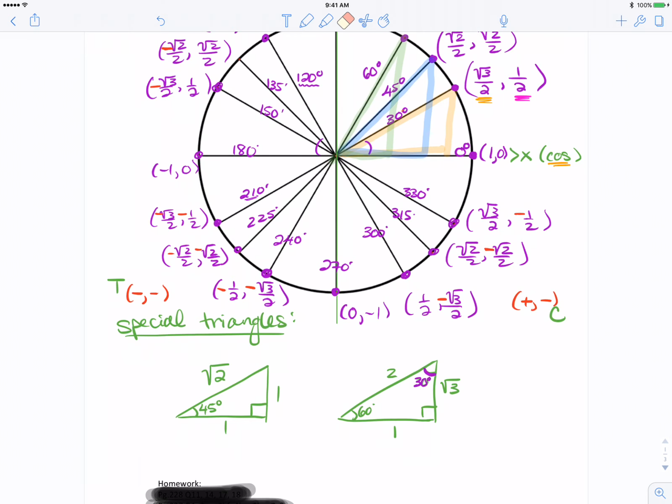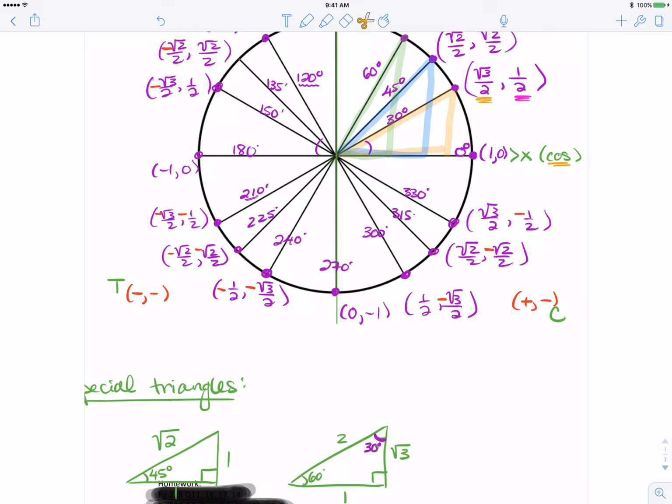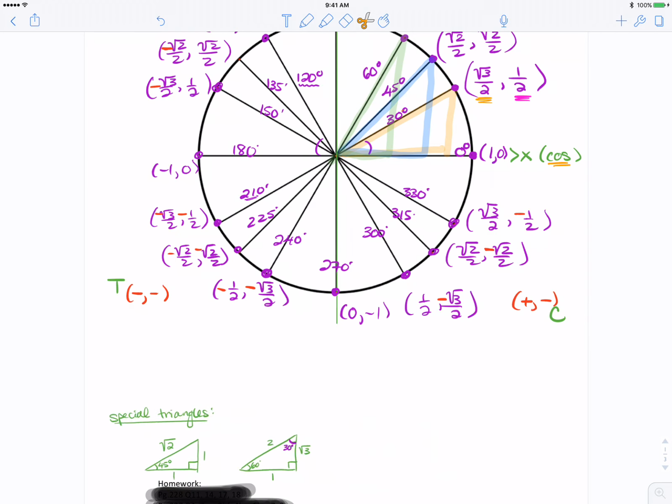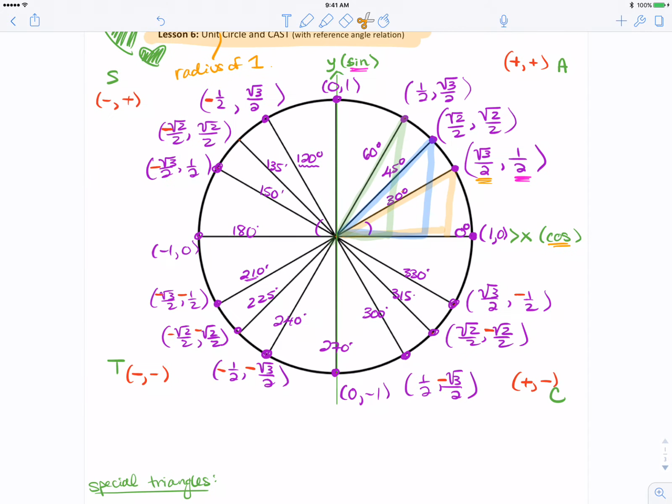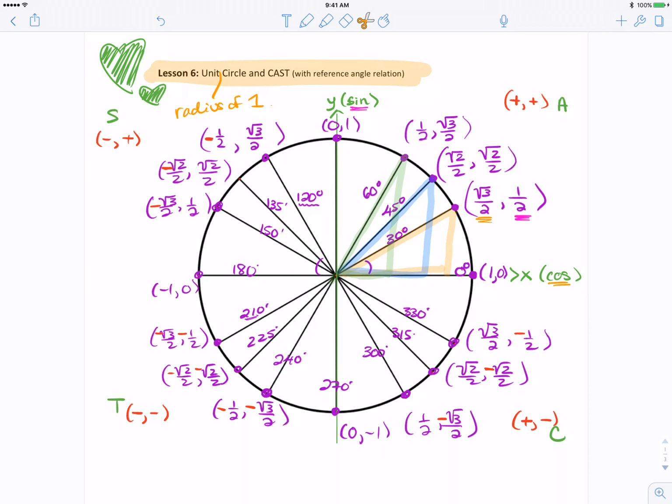Yay! Now what I'm going to do is I'm just going to get this special triangle stuff out of the way so it looks a little less jammed here. Now, this is your unit circle. What it tells you is relevant ratios. I could ask you, what is the sine of 150 degrees? So I find my unit circle, I find 150, and I know that sine is this one.